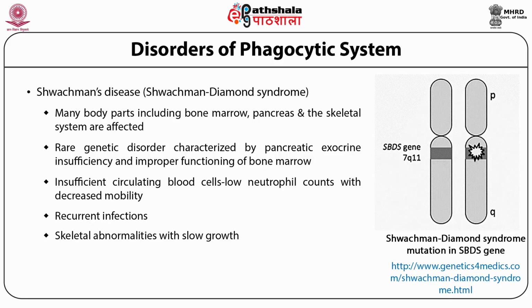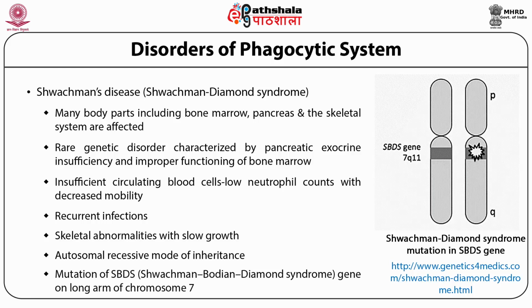Shwachman disease is characterized by an autosomal recessive mode of inheritance. The gene that is mutated in this syndrome, that is SBDS, lies on the long arm of chromosome 7. SBDS stands for Shwachman-Bodian-Diamond syndrome. The pancreatic exocrine insufficiency is generally overcome by pancreatic enzyme supplementation, while skeletal abnormalities might require surgical intervention. Bone marrow transplant may be the final resort in many cases.